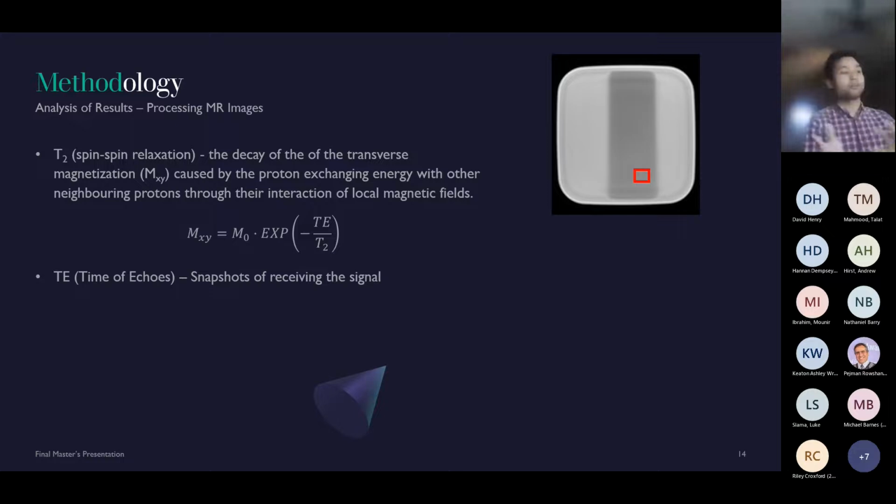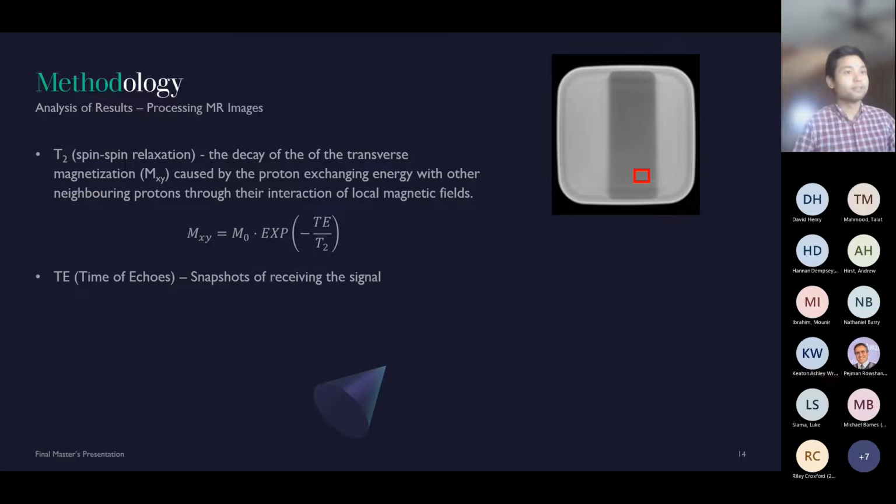And it's given by this equation here. So it decays exponentially. And the time it echoes just means snapshots and receiving a signal. So for the same slice, as you can see on the GIF on the top right-hand corner, you can see that over time through the different echoes, it starts to get darker and darker as the transverse magnetization decays.